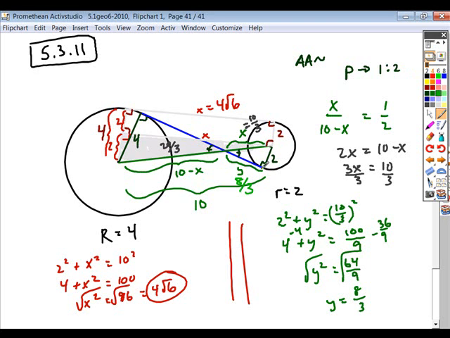If this length is 8 thirds, what does that mean this corresponding part in a triangle that's twice the size is going to be? 8 thirds times 2, or 16 thirds. And so the whole thing, when you add it together, 16 thirds plus 8 thirds, is going to give you the length of that common internal tangent. And so when you combine those, 24 thirds reduces to 8.